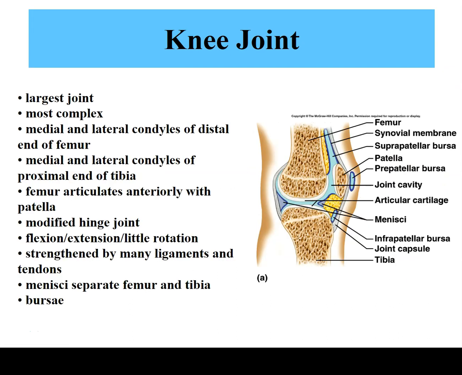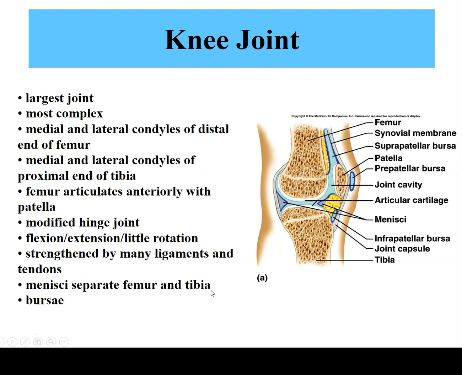The knee joint is the largest, most complex of all the joints in the body. The medial and lateral condyles of the distal end of the femur articulate with the medial and lateral condyles of the proximal end of the tibia. It is a modified hinge joint, as I mentioned before. It allows for flexion, extension, and a little bit of rotation when that orthopedic guy is twisting that knee. Usually it's because you've injured it and it's going to hurt. Anyway, it's strengthened by many ligaments and tendons.